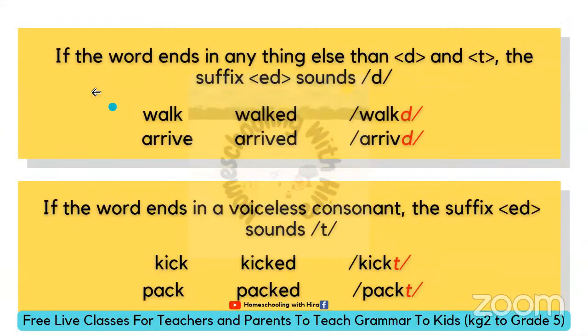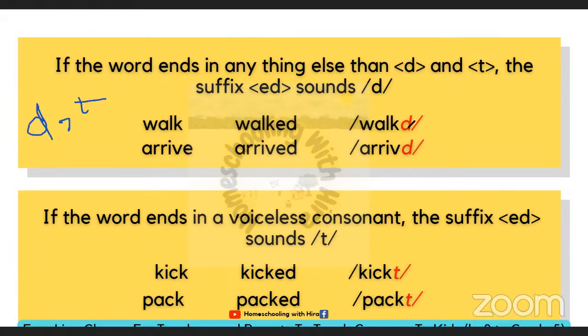If it's ending in anything else than D and T, the suffix ed sounds d. For example, walk, walked. Arrive, arrived. Pass, passed. Okay? So if your word is ending in anything except for D and T, ed sounds d.